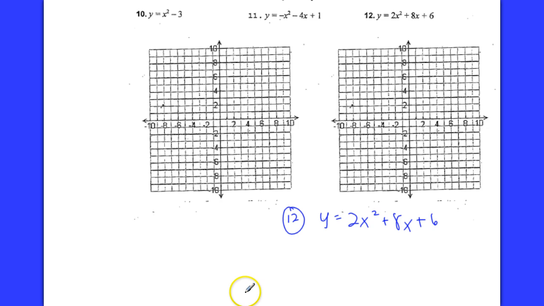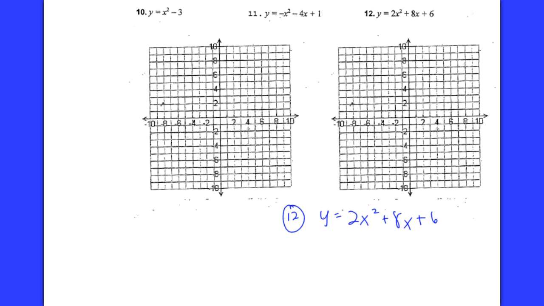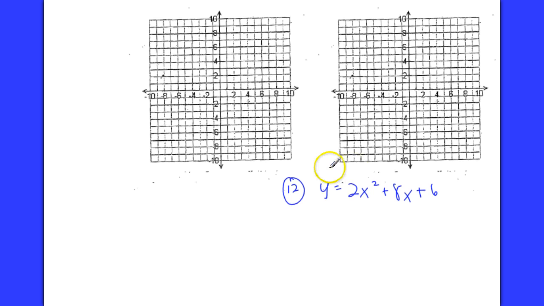Please copy down. I went ahead and erased what I had on here because I need a little more space to write. You'll need to begin by copying down the equation down here. I'm going to do this video a little differently. I'm going to do it in parts. Okay, so the first thing that we need to do is find the axis of symmetry.